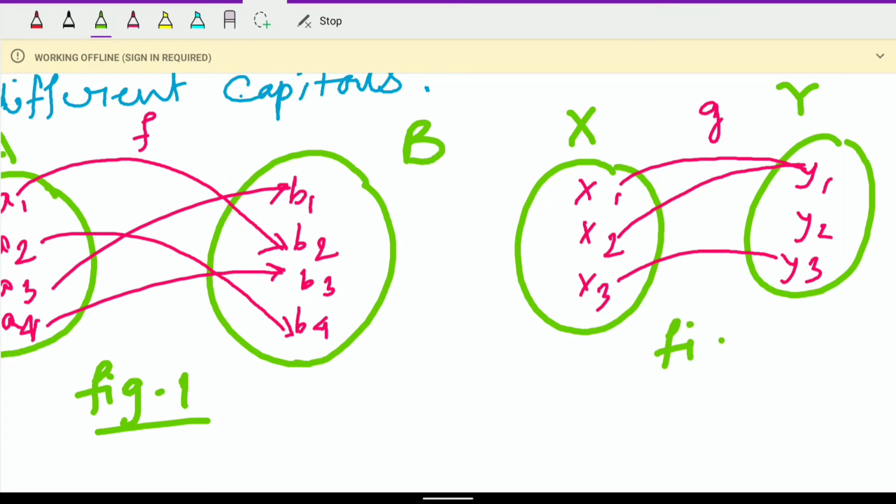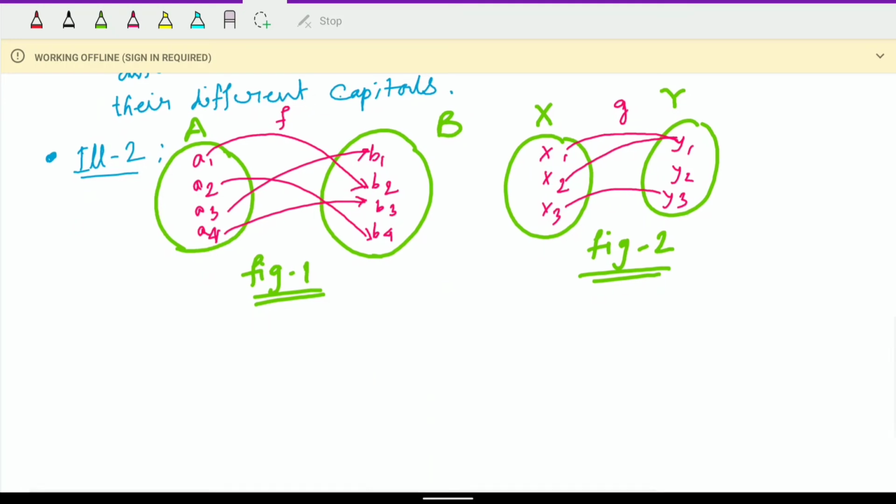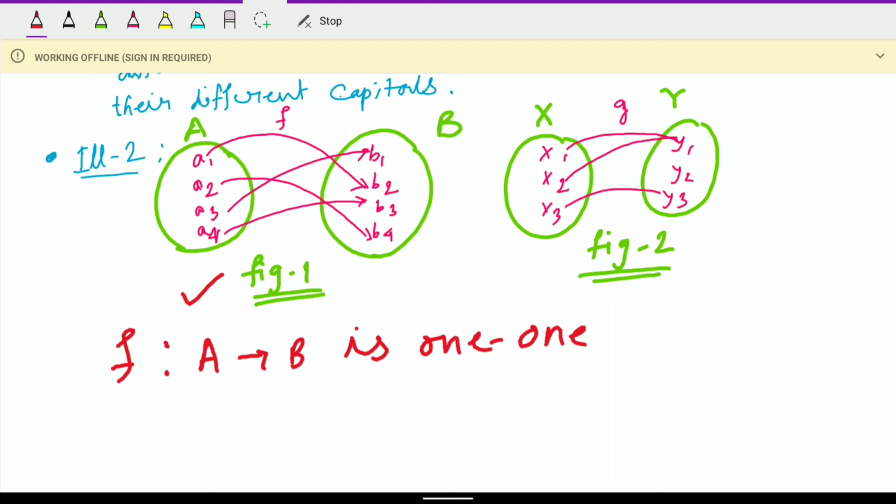Now which one is 1-1? Okay, which figure is a 1-1 function? I am asking you. So which one is the 1-1 function? So your answer is figure number 1. Figure number 1 is a 1-1 function. Why? Because this function that maps A to B is a 1-1 function, this is our answer.